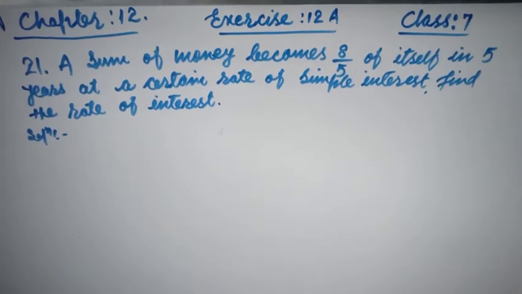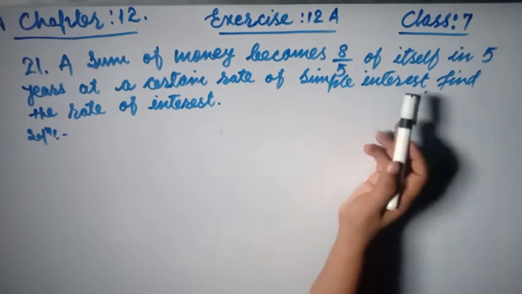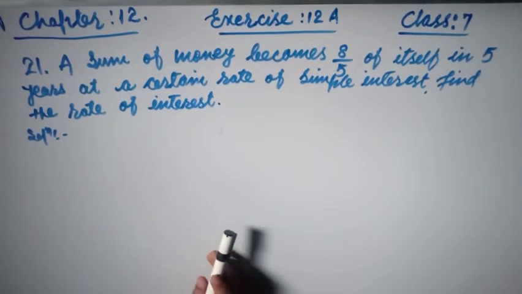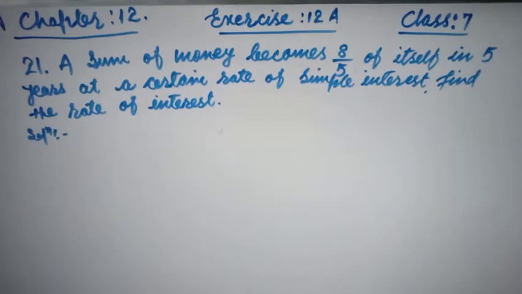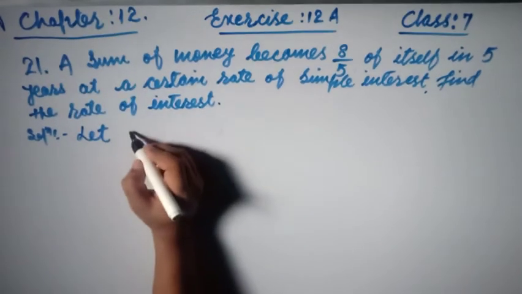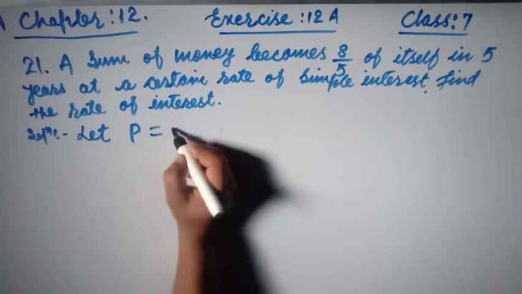Now see friends, question number 21 says a sum of money becomes 8 by 5 of itself in 5 years at a certain rate of simple interest. Find the rate of interest. Now let's consider friends, the sum of money means that is principal.